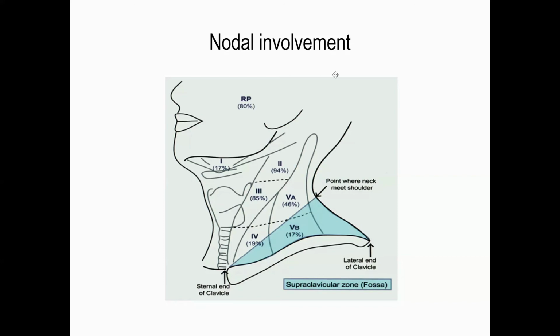The most commonly involved lymph nodes are level 2 lymph nodes. This is 94%, this is 80%. Most commonly involved are level 2, level 3, level 5A. Why do you need to know?